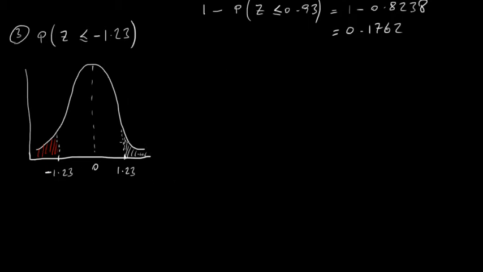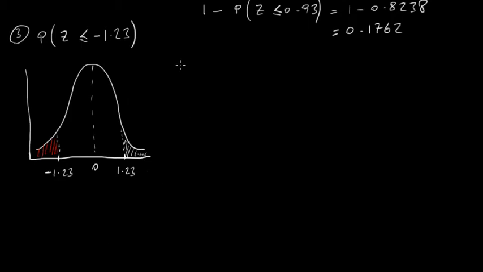So if we can find the probability of being in this area here, it's going to be exactly the same as this probability here. So let's see if we can work this out. This really is exactly the same as what we did up here. We need to find the probability of z being less than 1.23, which will give us all of this area here. Then subtract it from 1, which will give us the probability of being here, which is exactly the same as the probability of being here.